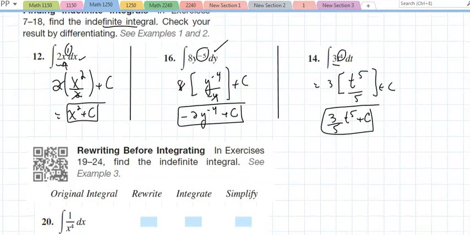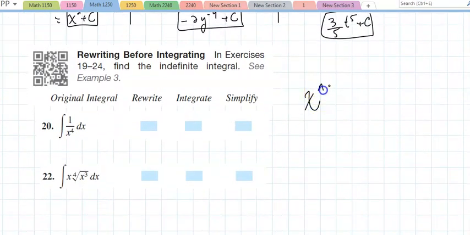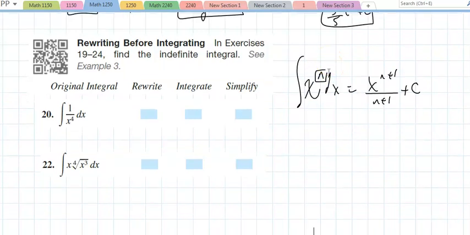Now, we want to rewrite functions to match x to the n, so that when we integrate, we know we add 1 to the power and divide by that. And don't forget the plus c. As long as n doesn't equal negative 1, and that doesn't happen in this section.